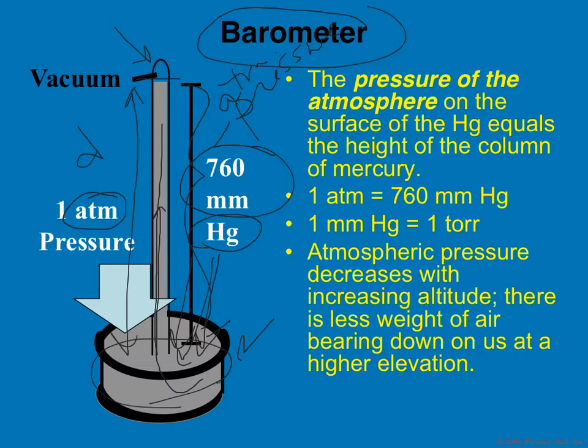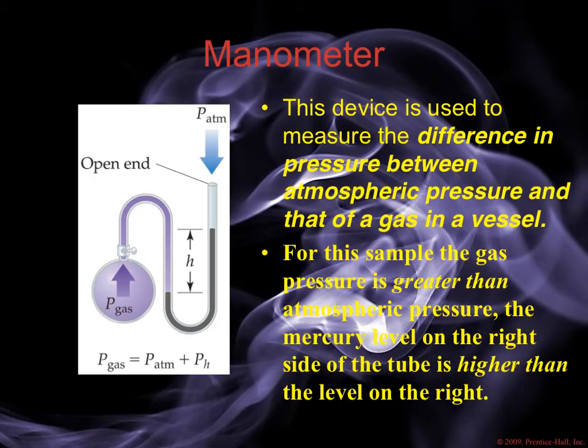So as atmospheric pressure increases, let's say we have a real strong atmospheric front coming through, then the mercury will rise higher in the tube and the atmospheric pressure will be a little bit higher than 760 millimeters. All right, that's how we measure atmospheric pressure.